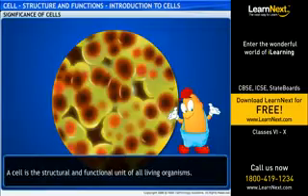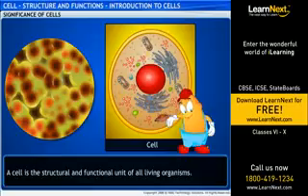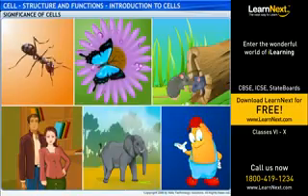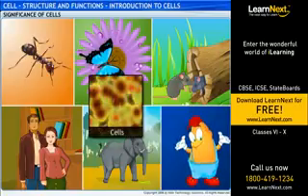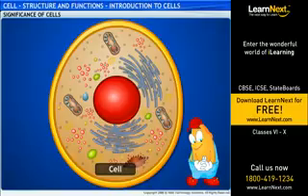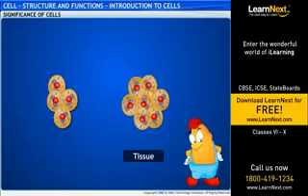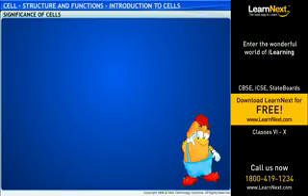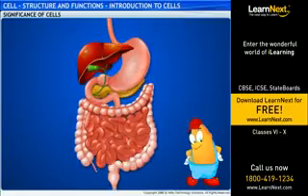So, in technical terms, a cell is the structural and functional unit of all living organisms. Every living organism, however big or small, is made up of tiny units called cells. Similar kinds of cells together form tissues. Tissues aggregate to form organs. Organs aggregate to form an organ system.